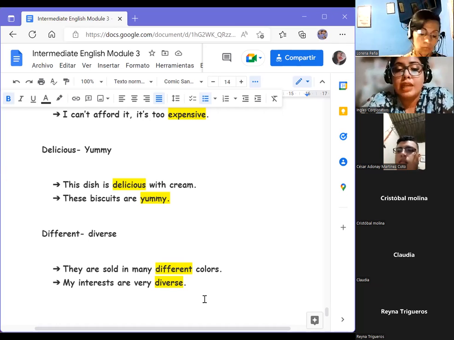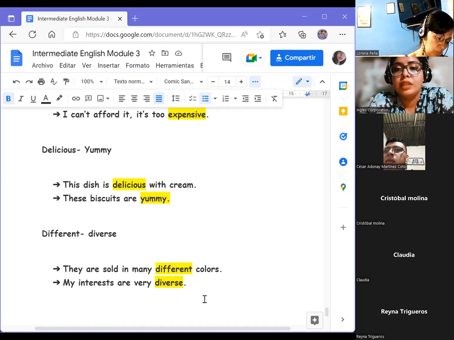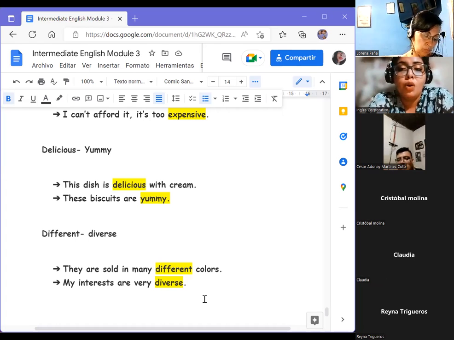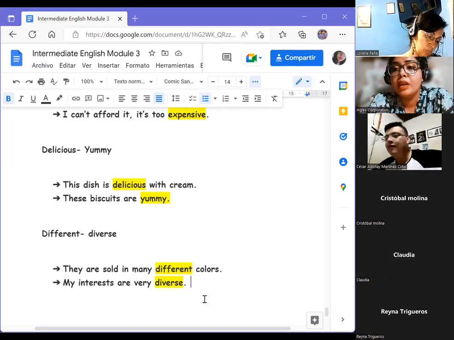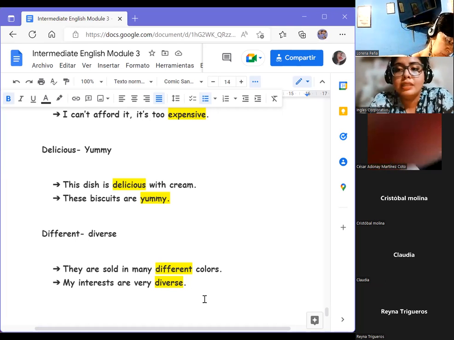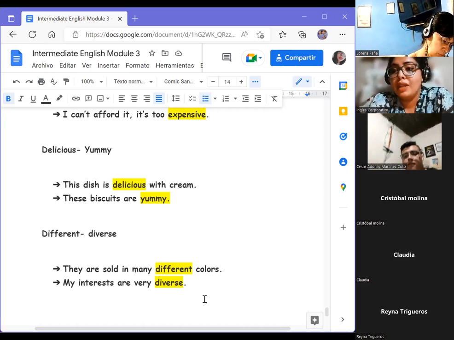choose. In the first example, it says they are sold in many different colors. So in that case, we are saying that we have different options or a lot of options in which we can choose. And in the second one, it says, my interests are very diverse. So in that case, it's saying that I have a lot of things that I like.